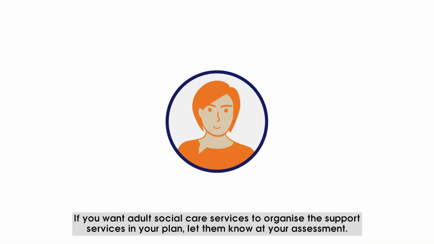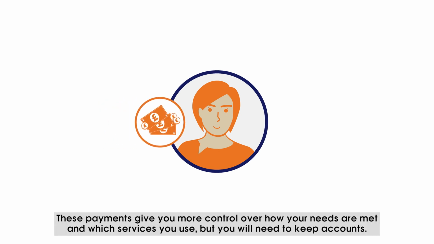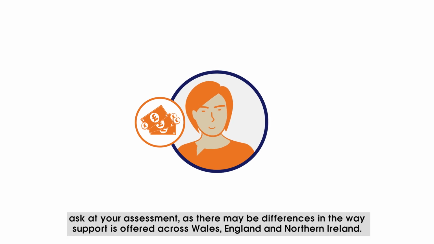If you want adult social care services to organise the support services in your plan, let them know at your assessment. Or you can receive money to pay for your support yourself, known as direct payments. These payments give you more control over how your needs are met and which services you use, but you will need to keep accounts. If you think you will need extra help to manage your direct payment, ask at your assessment, as there may be differences in the way support is offered across Wales, England, and Northern Ireland.